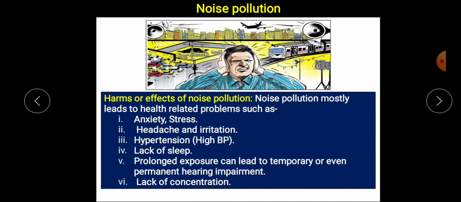Now, what are the harms or effects of noise pollution? Noise pollution mostly leads to health-related problems such as anxiety or stress, headache and irritation, hypertension or high BP or high blood pressure, lack of sleep. Prolonged exposure can lead to temporary or even permanent hearing impairment and can also lead to lack of concentration.